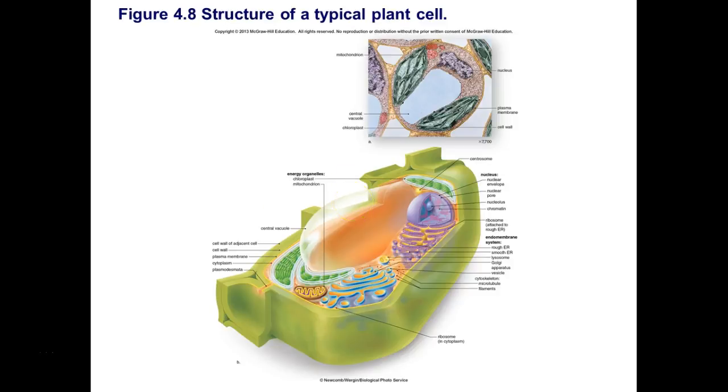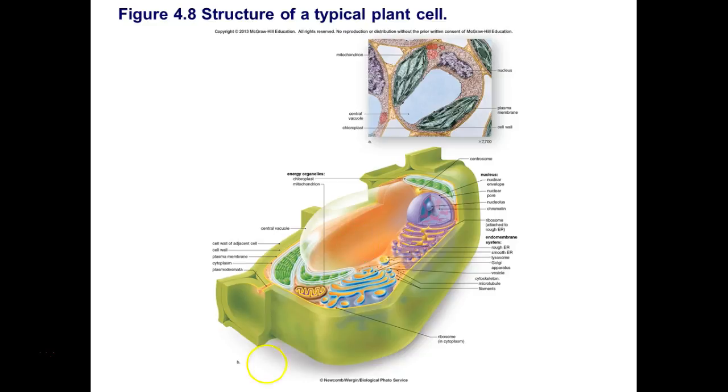Big difference here. A couple of really big differences is number one, the cell wall. Here's the cell wall, okay, in green. It's not really green. Cell wall has cellulose in it. Another big difference here is this structure. This structure is a chloroplast. Chloroplast will be where photosynthesis happens.